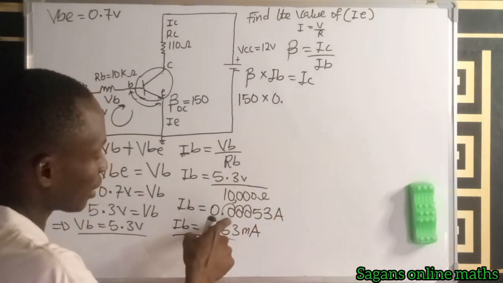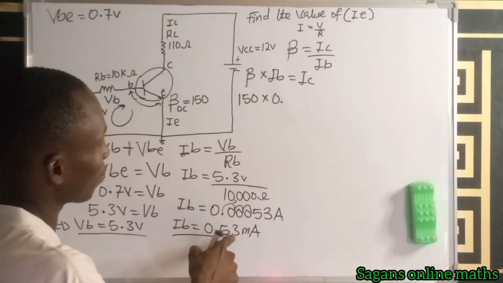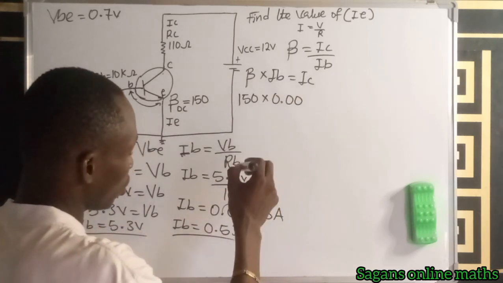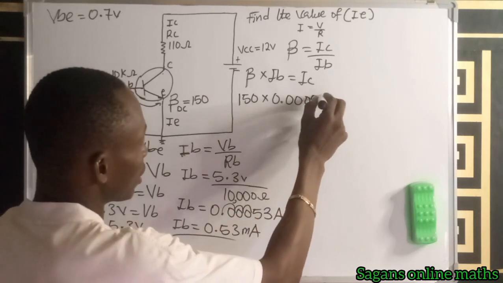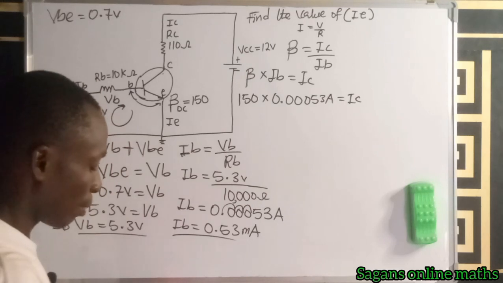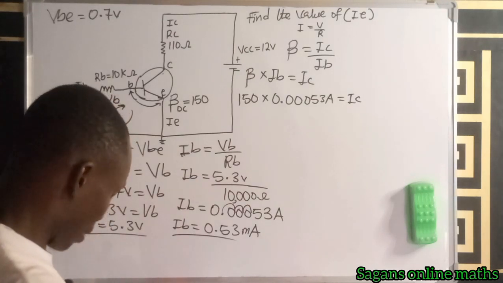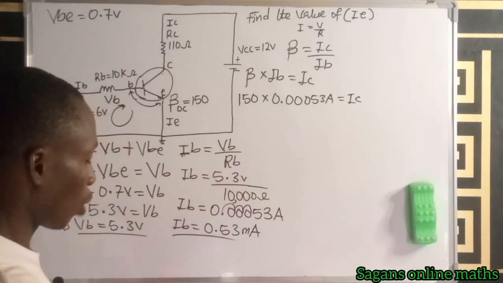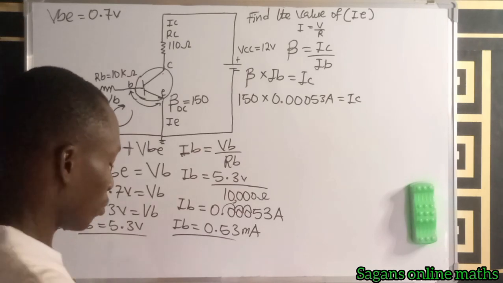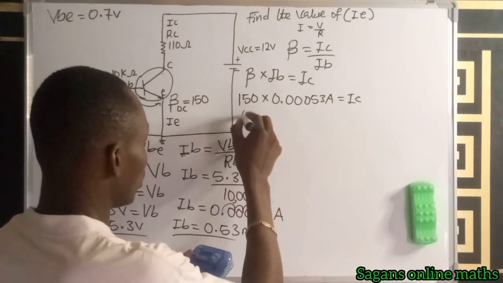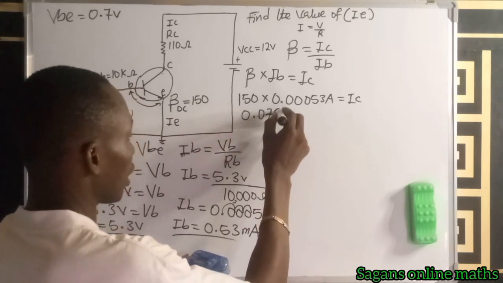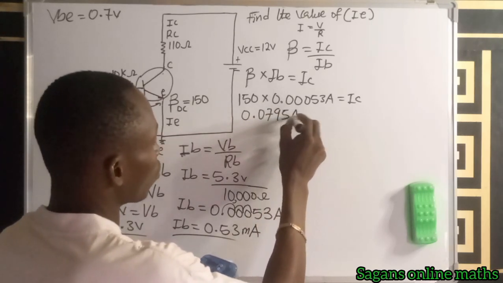I can leave this and take this there, or let me take this. This is a milliamp, right? Let me take this. So it becomes 0.00053 amps equals IC. I know why I'm doing this. So let's multiply 150 by 0.00053, which gives us 0.0795 amps.